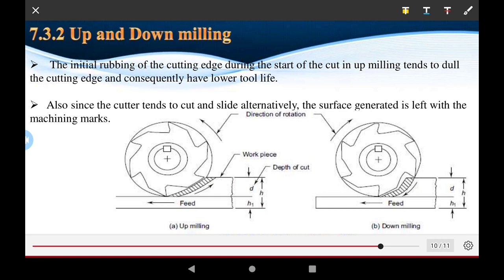This is down milling. In down milling, the rotation direction of the cutter and the feed direction of the workpiece are on the same side. In up milling, the rotation of the cutter and the feed direction of the workpiece are in opposite directions. This is up milling and down milling. Both have different objectives and some different points.